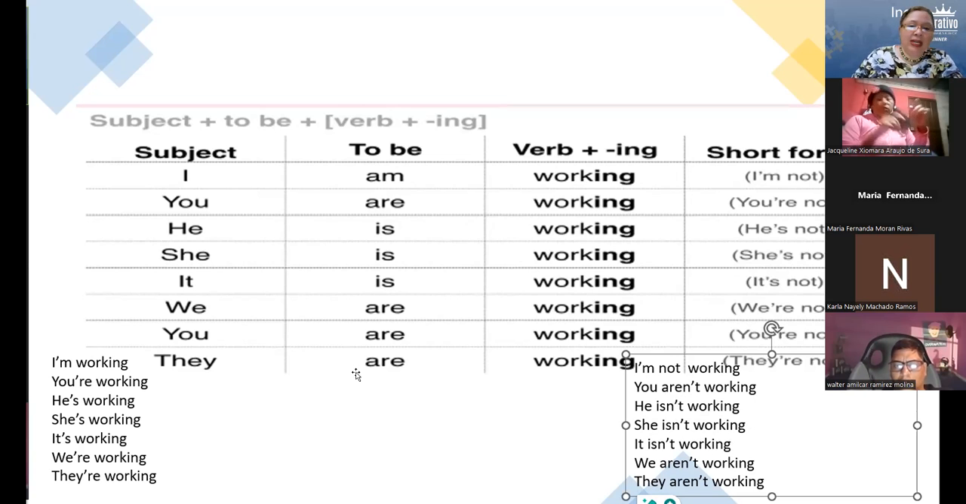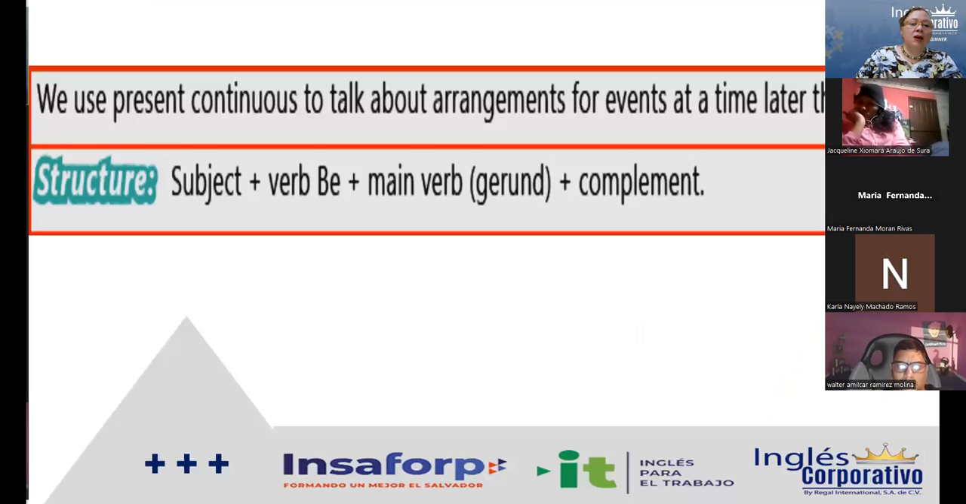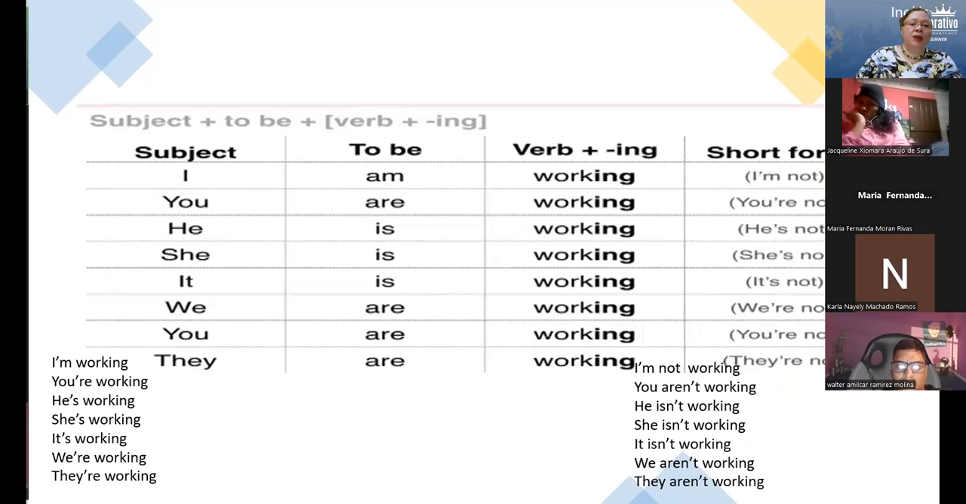And if you notice, we are going to rule the present continuous by the to be verb rules. Okay? We are going to rule this with the to be verb structures, grammar structures. Okay?